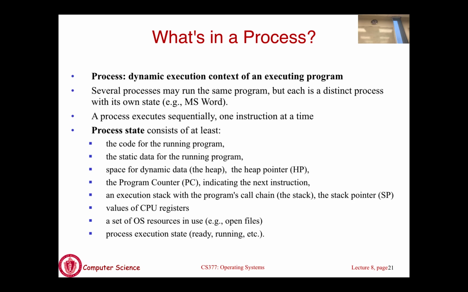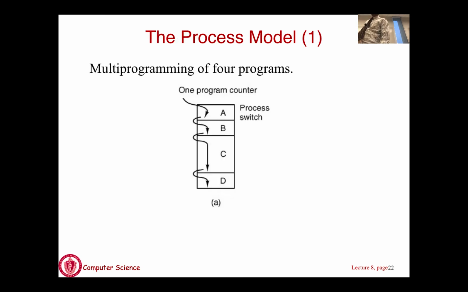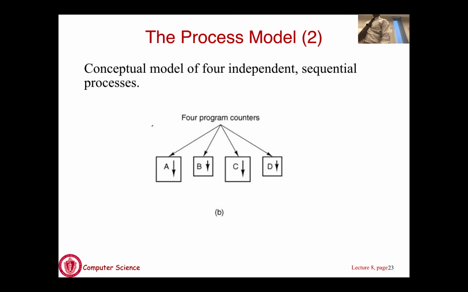Okay. Now, how does the OS keep track of all of this information? Anyone remember this? For every process, the OS has to keep track of those pieces of information. Okay, so you have to have a data structure which is called the process table. Okay, I'm going to skip this. This is just showing 4 processes executing sequentially.